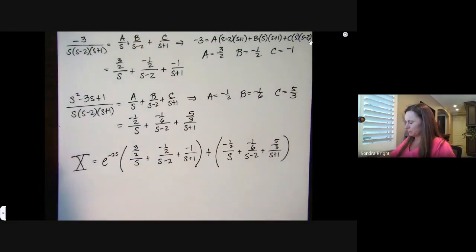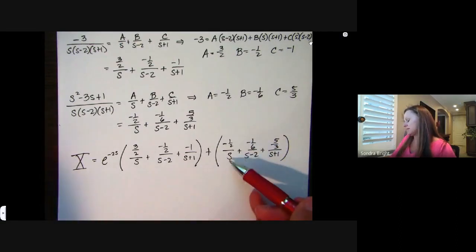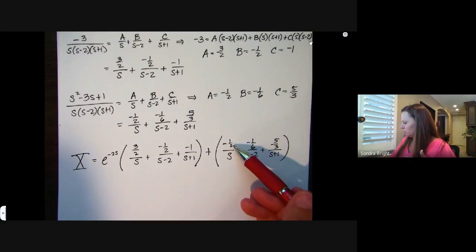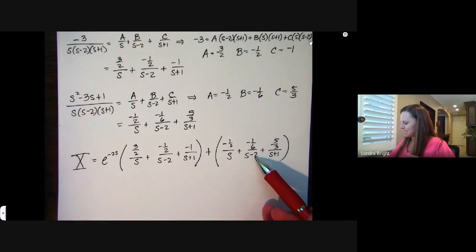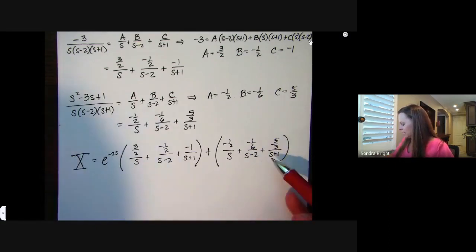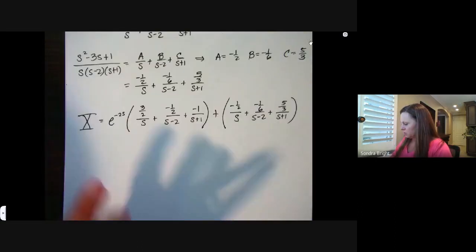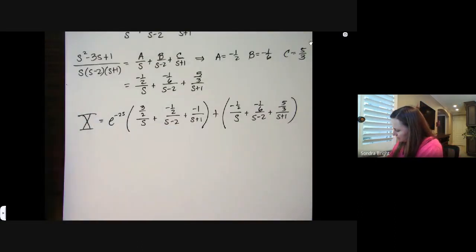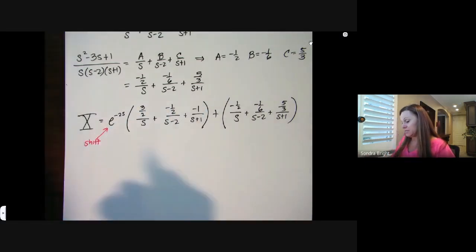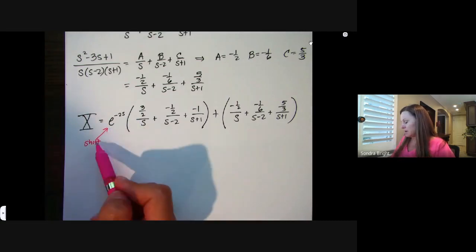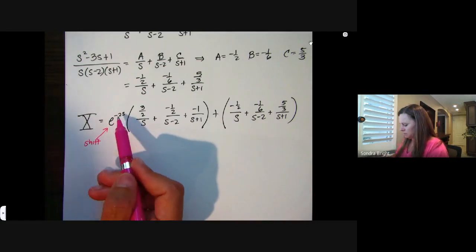These inverse Laplace transforms are easy. If it's a constant over s, then it's just the constant. This one will be negative 1/6 times e to the positive 2t. This will be 5/3 times e to the negative t. So that one's easy. For this one, the e to the negative 2s means there was a shift, a shift of u of t minus 2. So maybe we write that.